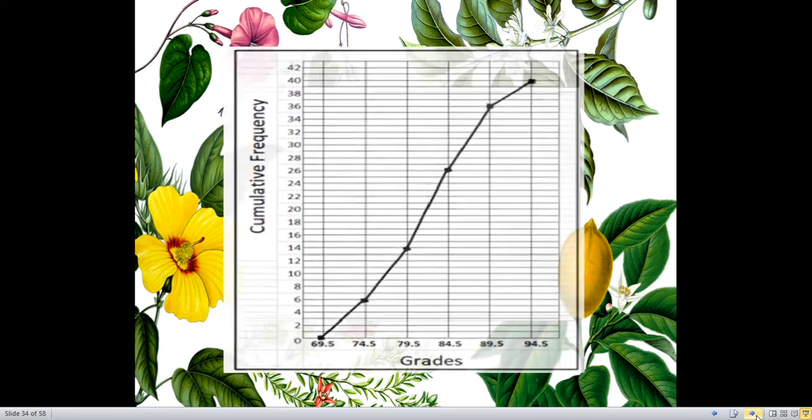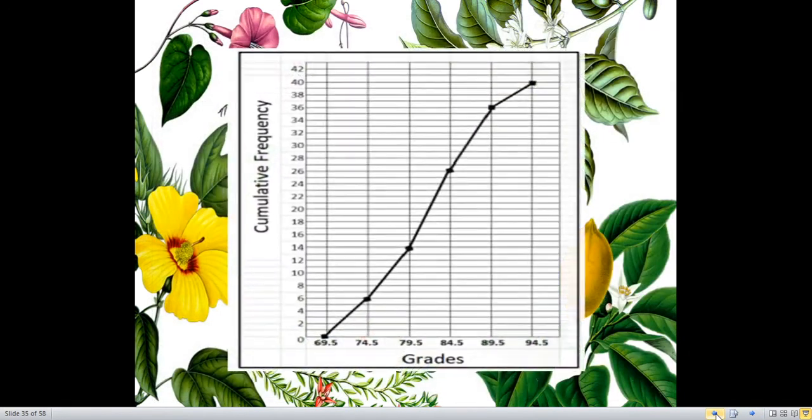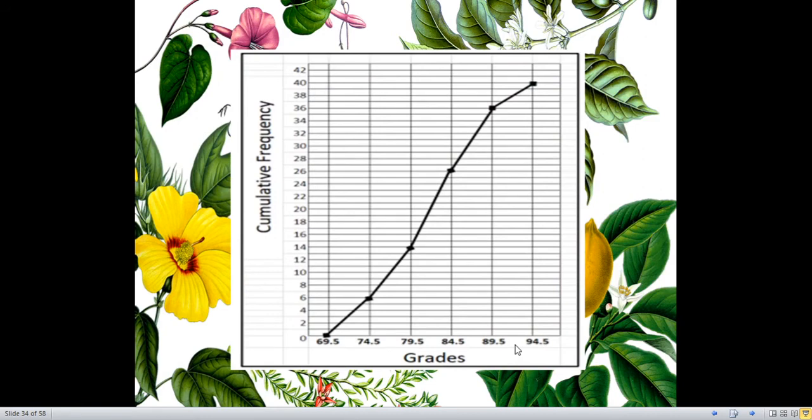Next. How many students have a grade of at most 90? At most 90. That is 89.5, which will give you the 36 students. So that's how you get the answer here.